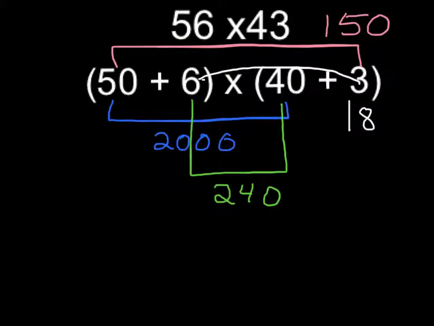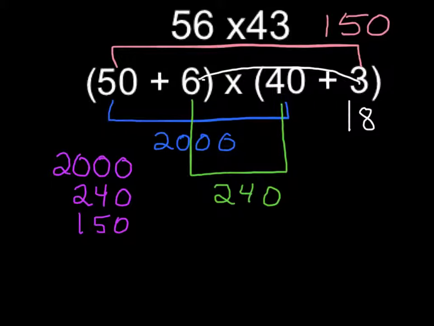Much like the array method, we then add those 4 products. 2,000 plus 240 plus 150 plus 18. Again, giving us the product of 2,408.